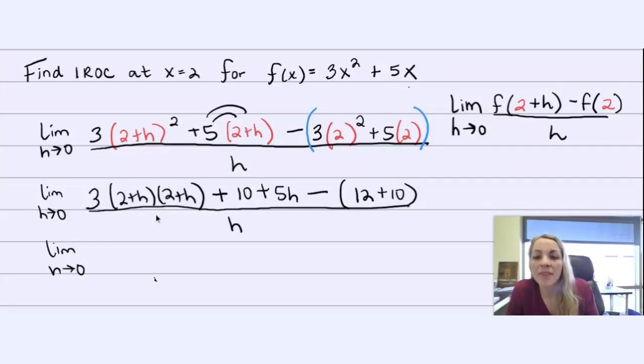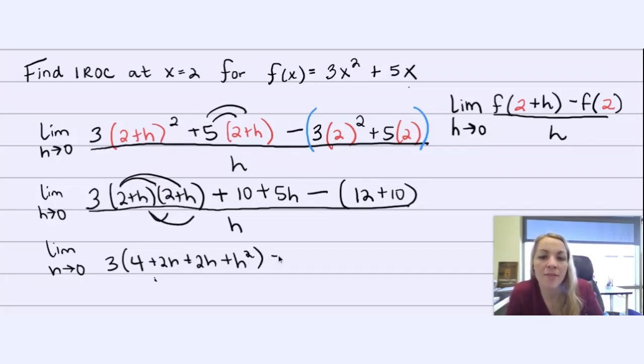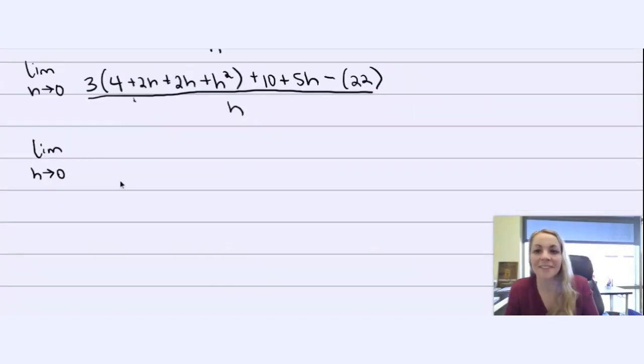So I can multiply this out. So I have 3. 2 times 2 is 4. 2 times h is 2h. H times 2 is 2h. And h times h is h squared. And then I have that plus 10 plus 5h minus, do the parentheses, I have 22 all over h again. All right, almost done with the algebra here.